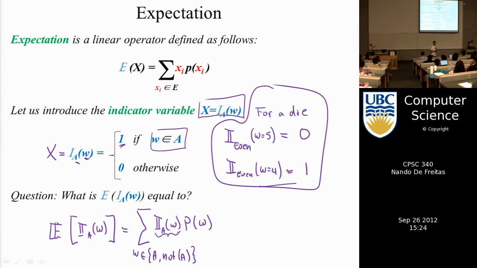Okay, now how many people believe that it's P of A? Okay, half of the class is getting to me. So actually, let's do an exercise. The half that knows that it's P of A, explain to the person next to you why it is P of A.